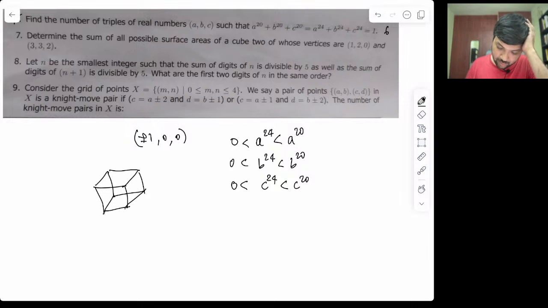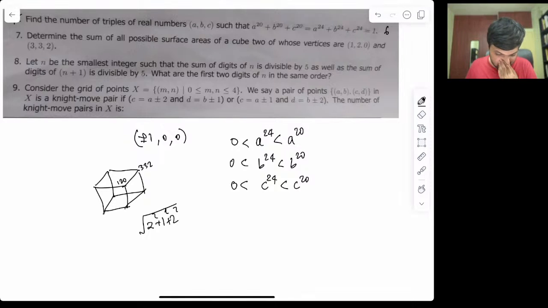Is that what you guys did? So 1, 2, 0. What if you pick 1, 2, 0 to be one of them, and the nearby is 3, 3, 2, in which case it will be 3 minus 1 is 2, 3 minus 2 is 1, 2 minus 0 is 2, so 2 square plus 1 square plus 2 square is the square of the length of the side of the cube. The surface area is 6a square, so the answer in that case would be 6a square, and 3 times surface area.